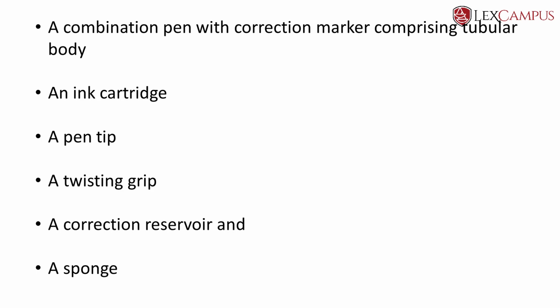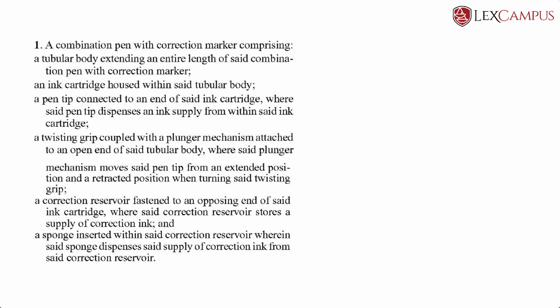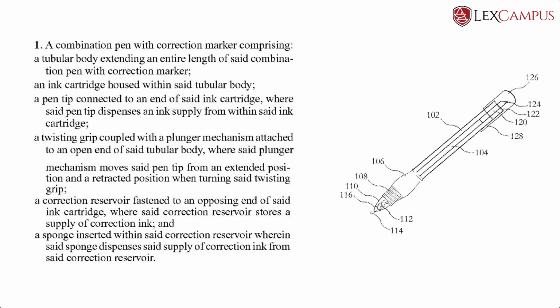They actually tell you that there is a tubular body and there is a pen tip which is connected to an ink cartridge, and the ink cartridge dispenses the ink into the pen tip. Then there is a twisting grip with a plunger mechanism, and there is a correction reservoir, and there is a sponge. Now, all these things are described in a way in which when we read it and when we look at the diagram, we are able to understand the working and the construction of the pen itself. So, this is how a claim is drafted. This is one of the ways in which a claim is drafted.